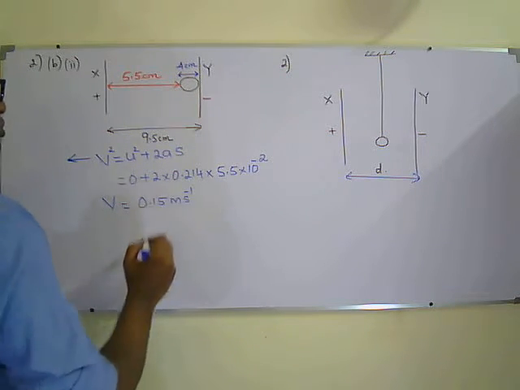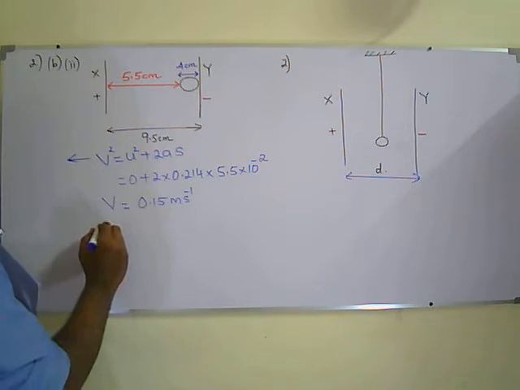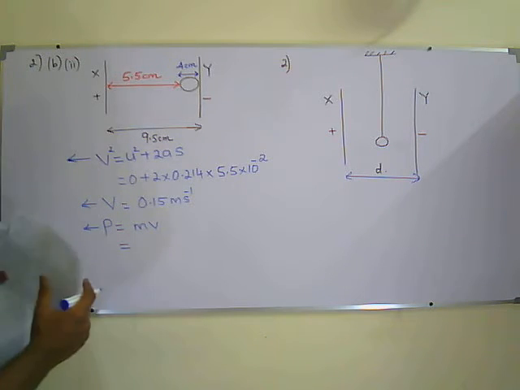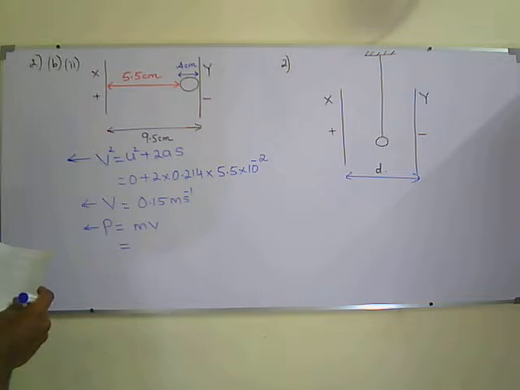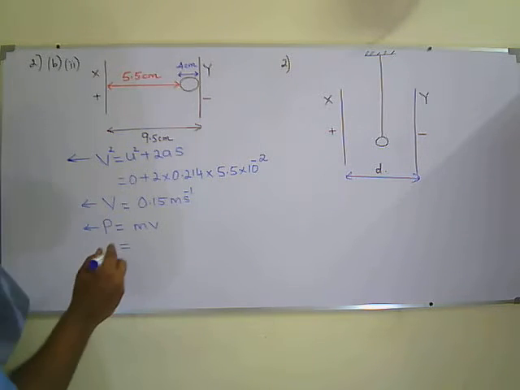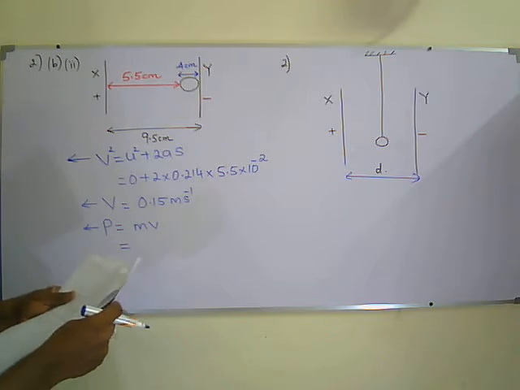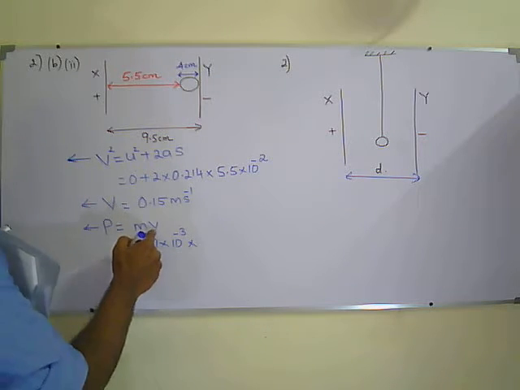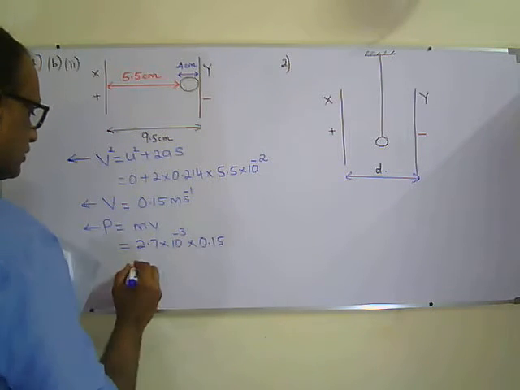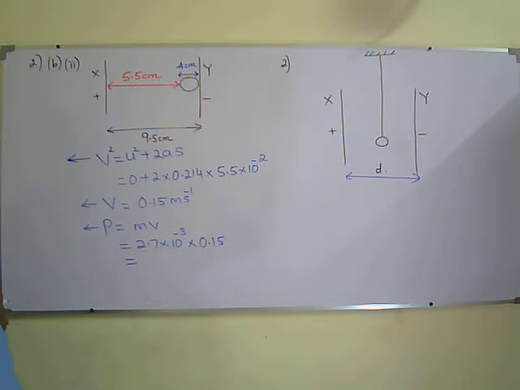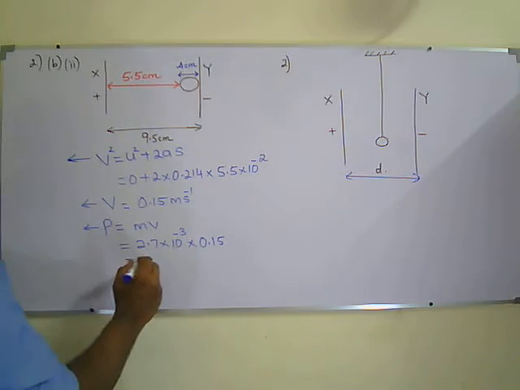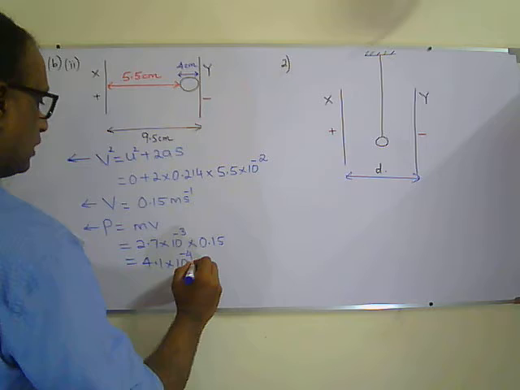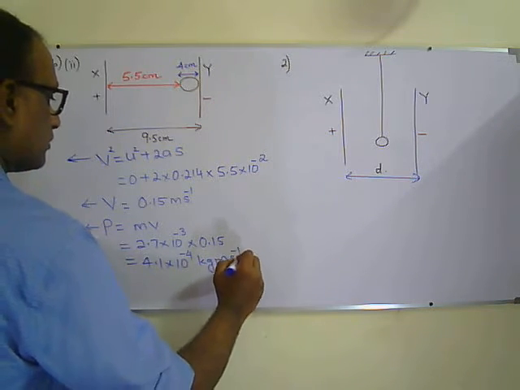So the momentum of the ball just before it touches, the momentum P equals mv, that also towards the left. That is the mass of the ball. We already found it. The mass of the ball is 0.0027, that is 2.7 grams. So I can say 2.7 times 10 to the power minus 3, converted to kilograms, and the speed is 0.15. So when you solve, you'll get the momentum, that will be 4.1 times 10 to the power minus 4 kilogram meter per second.